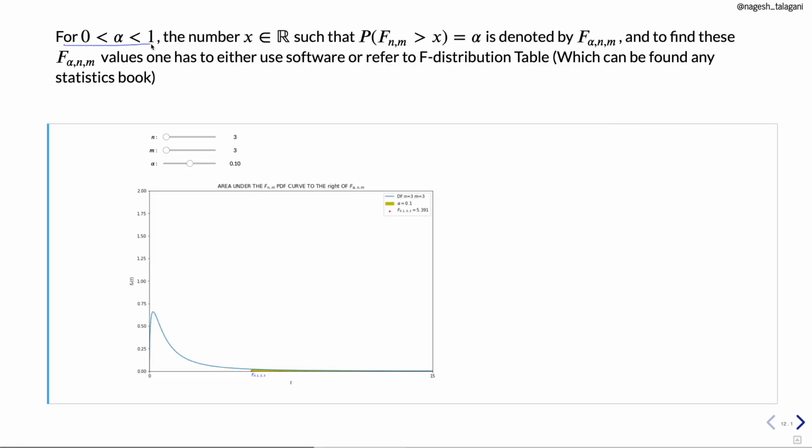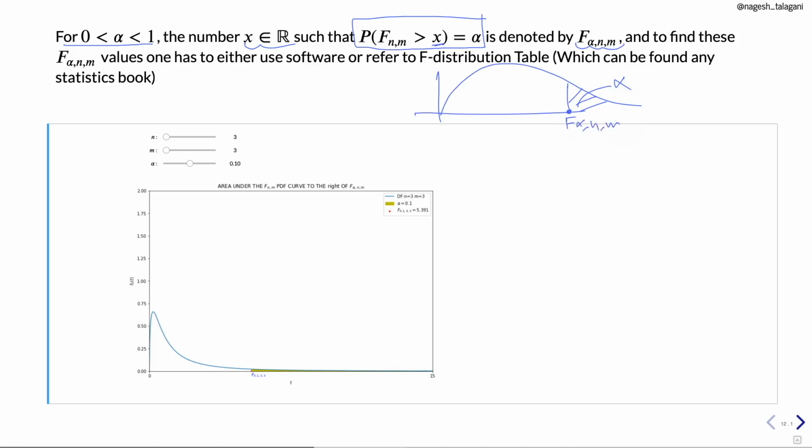For 0 less than alpha less than 1, a real number x such that the probability of f n m greater than x equals alpha is denoted by f alpha n m. This x is the location on the real line for which the area to the right of this location under the PDF of f n m is exactly equal to alpha. Such a location is denoted by f alpha n m.